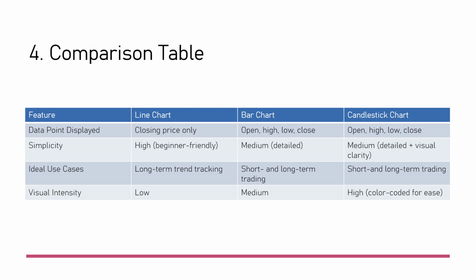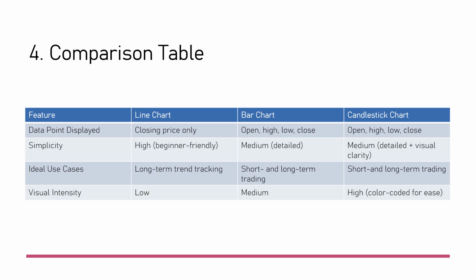Let's take a moment to compare the three chart types, line, bar, and candlestick charts, so you can better understand their differences and when to use each one. We'll start with the data points displayed. A line chart only displays the closing price, making it the simplest of the three. Both bar charts and candlestick charts display four key data points: open, high, low, and close, offering more detailed price information.